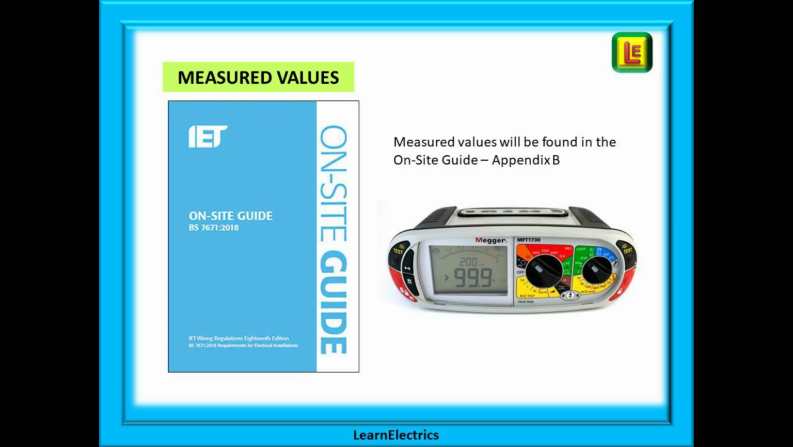Measured values are shown in the on-site guide, so you don't even have to work these out on site. They will be found in Appendix B and cover many breakers and fuses. The tables on these pages all have the 80% figure calculated for you. ZSM is already worked out.